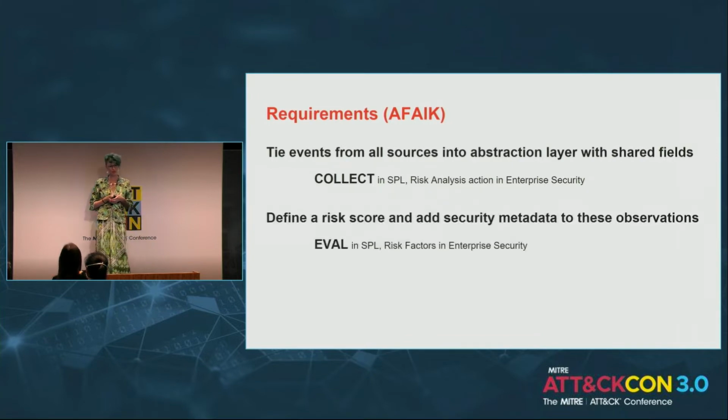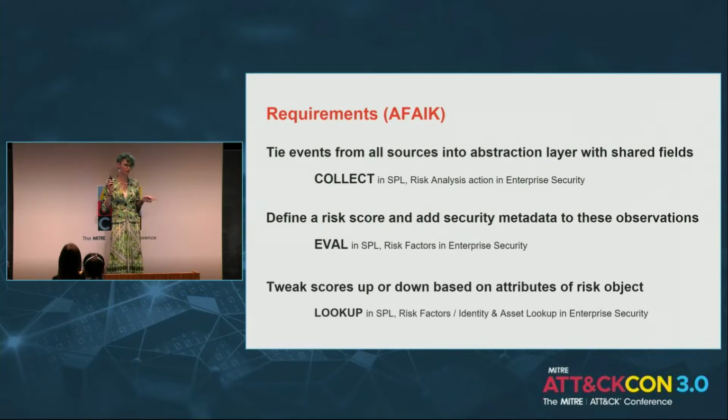And then you need to be able to define a risk score and add security metadata to these observations when you're throwing it into that new source type. And with SPL, that would be the eval command, or you could utilize risk factors in Enterprise Security. And lastly, you need to be able to tweak those scores up and down based on the attributes of that risk object that you're assigning the observation to. So in SPL, that's the lookup command, and in ES, that would be the identity and asset lookup, as well as a combination of risk factors.